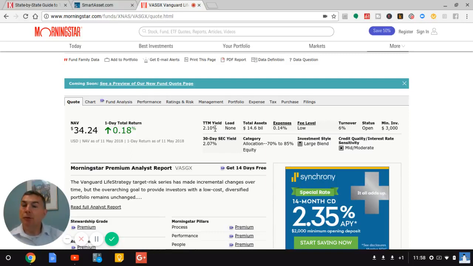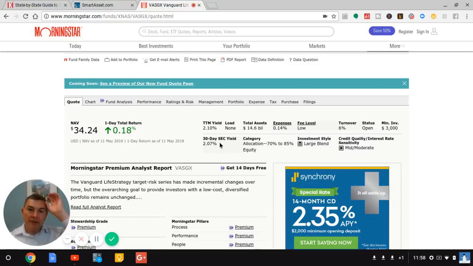So if it has 2.1% yield over the last 12 months, that just simply means the price and the dividends it's paying have met right here to give you 2.1% dividend. It's already happened. So you buy today, that is the yield you're going to get as of today relative to the share price. I'm not going to go into that too much. I've already talked about that.